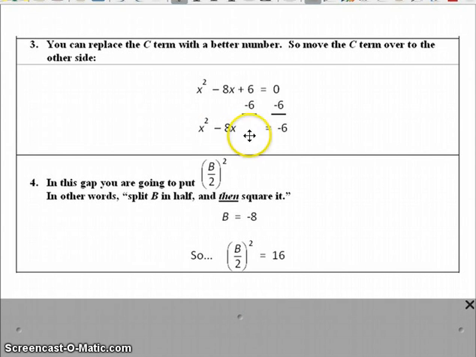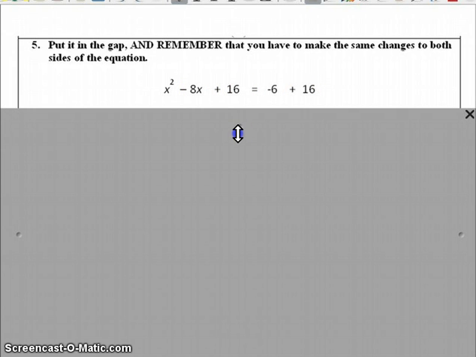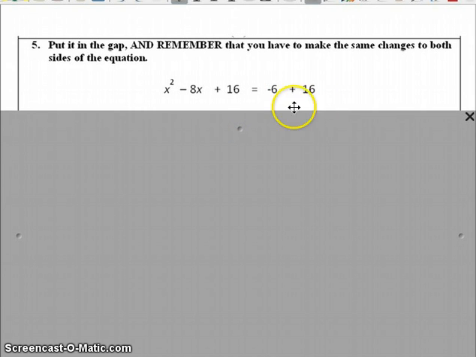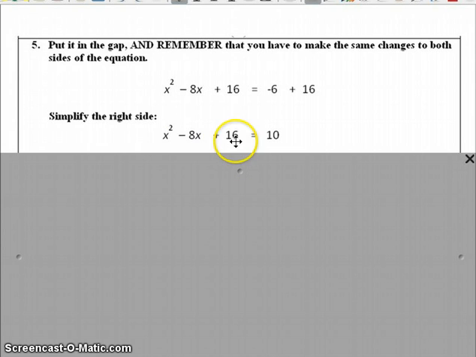So you want plus 16 in here. If you're going to put plus 16 here, don't forget you're going to have to put it there. Okay, so that's what I have here. I've got x squared minus 8x plus 16, but I've added that to both sides. Great. On the right side now, negative 6 plus 16 make 10. So on the left, I've got a perfect square trinomial, and on the right, I've got 10.